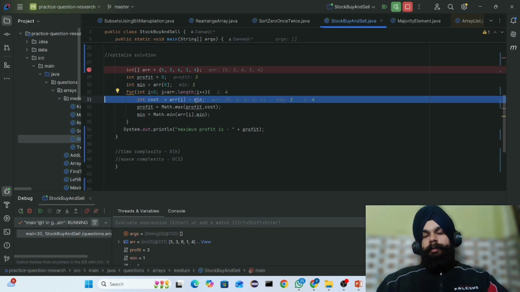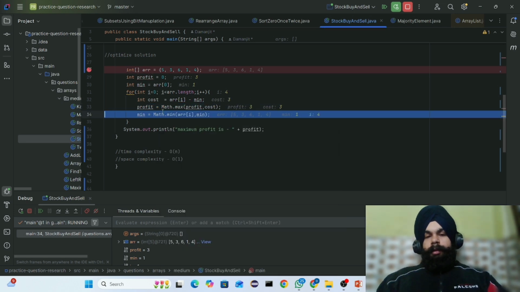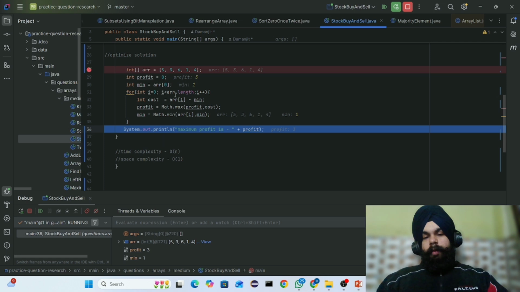At the very last it will take 1 and our array of i is 4, then our cost will be 3 and our net profit or maximum profit will be 3 or 3, it will take 3 and our minimum element goes for 1 and array of i is 4, it will stay at 1. So hence we calculate the maximum profit and it's out from the loop and prints the profit as 3.